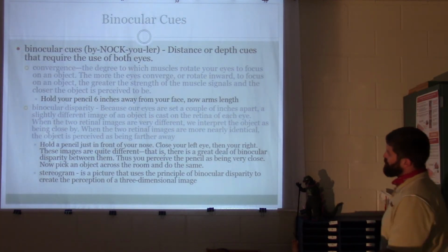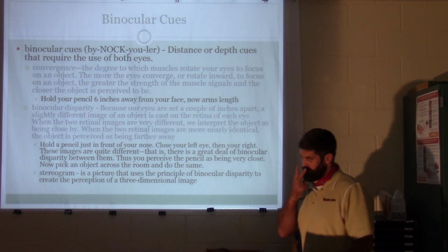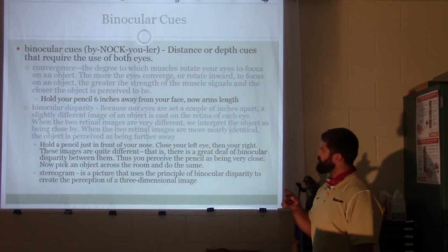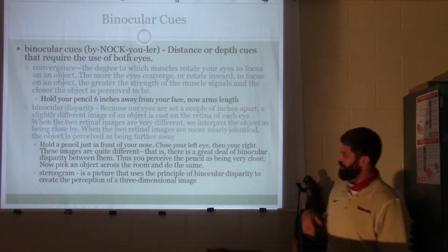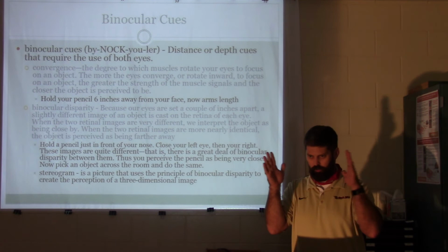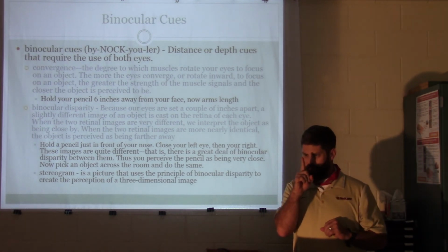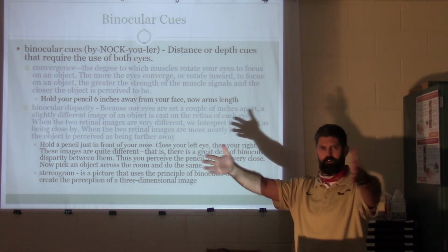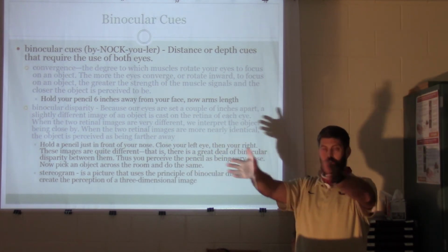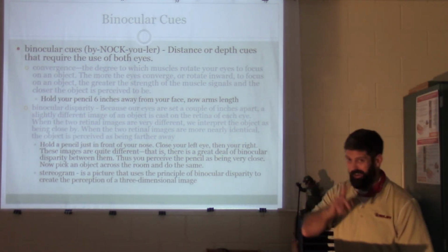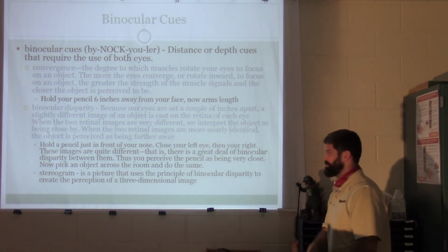All right, binocular cues. We're using two eyes. That's what binocular means. So convergence, the degree to which muscles rotate your eyes to focus on an object. The closer an object is, the more your eyes converge on that object, right? I bring my finger here and I'm going to go cross-eyed. The farther away it gets, my eyes get a little bit wider apart. Your brain makes sense of that information unconsciously to know distance.